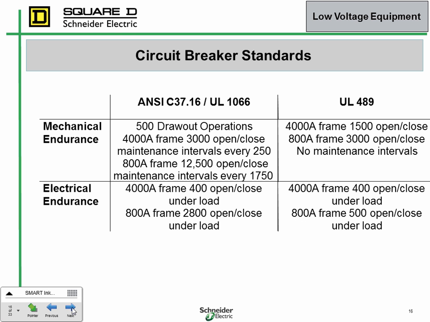Okay. Here's another big difference: operations, mechanical and electrical endurance. The ANSI breakers, especially when you get the bigger frames, are rated for 12,500 open-close operations, where the UL version is only 3,000. So, again, a much more rugged breaker than you would see in standard switchboard design.